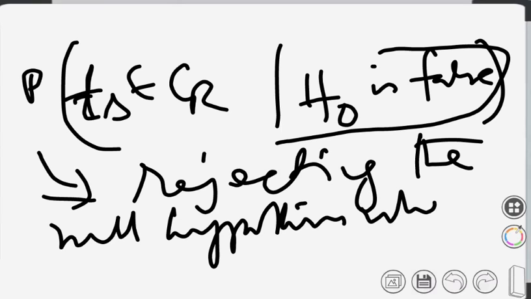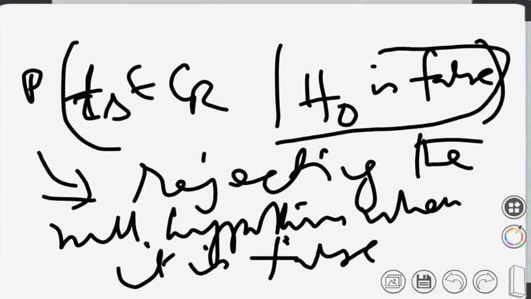We are rejecting the null hypothesis when it is false. Is it good or bad? Good, obviously. Rejecting a bad thing is always good, but realistically we do not do that. Unfortunately, in real life we do not do that.